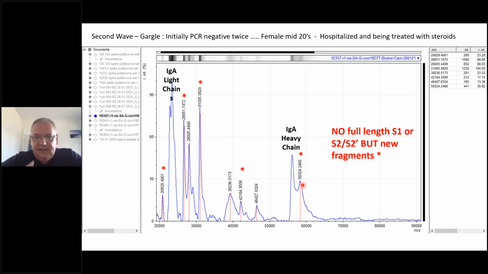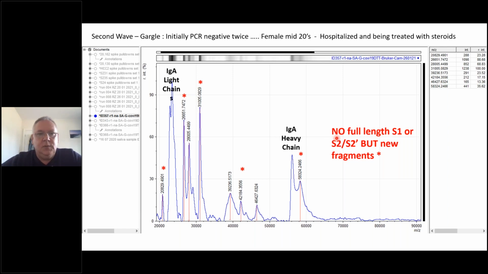Because we haven't had quite the coordination I would have liked in the UK, I haven't got RT-PCR data on this. It could be a completely different virus, or a very interesting virulent new strain of SARS-CoV-2 that has arisen. But this illustrates that we see the pattern change on the mass spectra when we run a gargle sample on the mass spec. There is very clear indication of a viral infection.